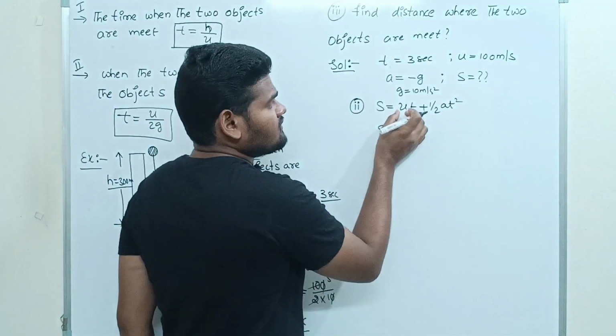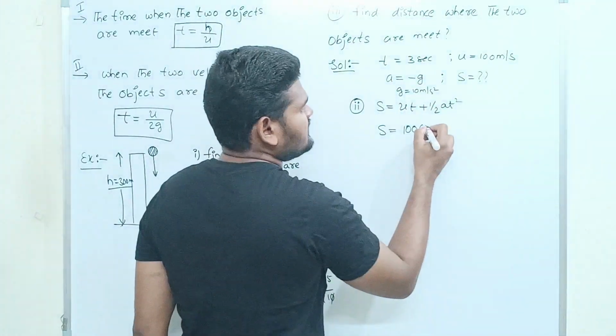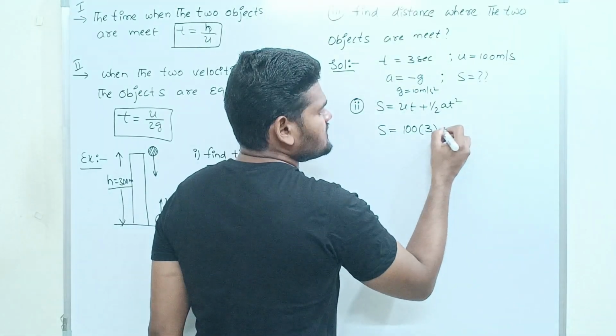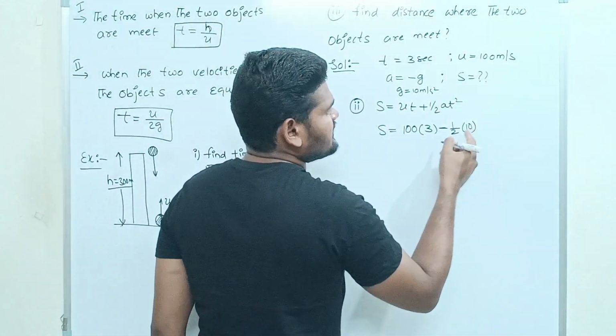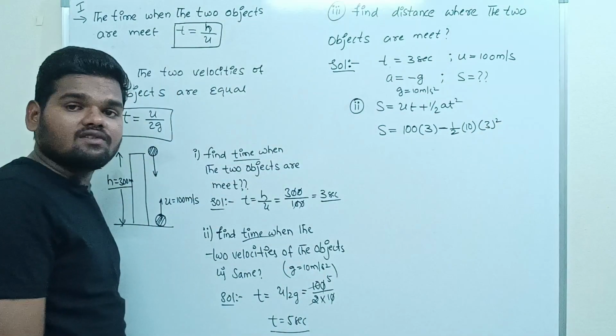We have to find what is u? 100 and what is t? 3 plus a is equals to minus g. I am taking a plus into minus minus half. What is the value of g? 10 meter per second square. And what is the time? Time t is equals to 3 square.